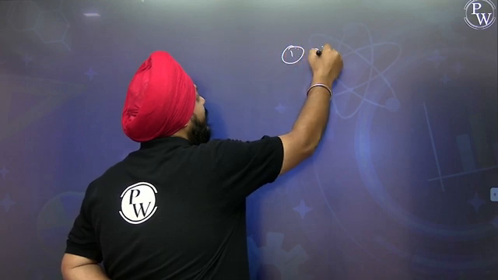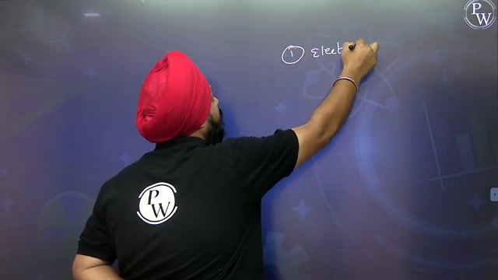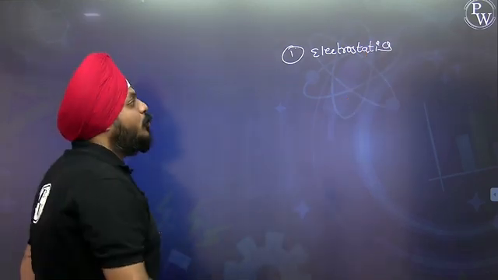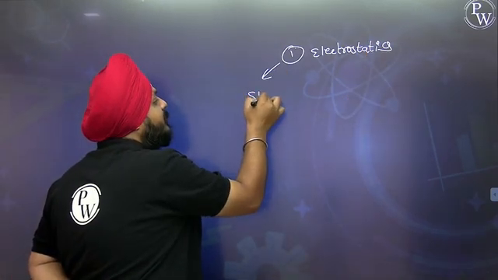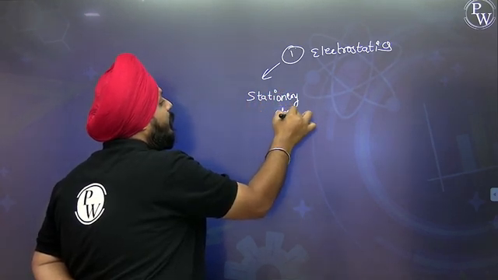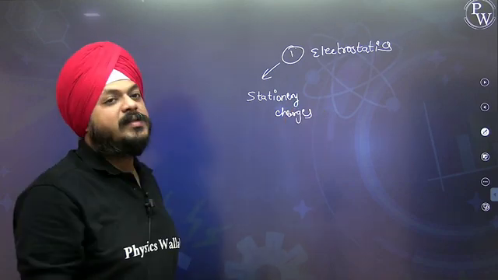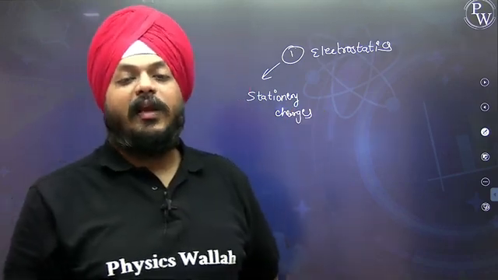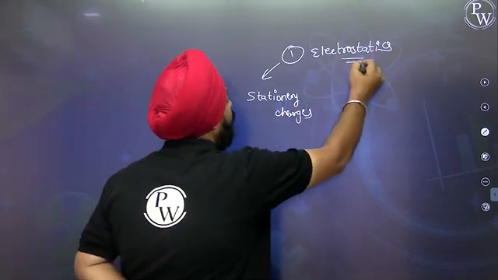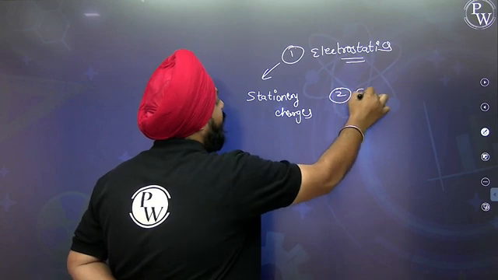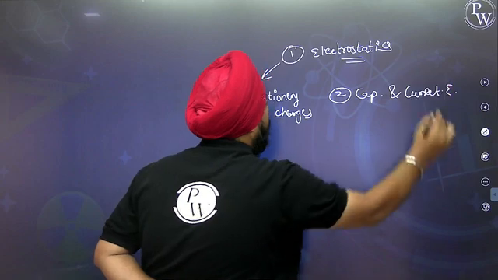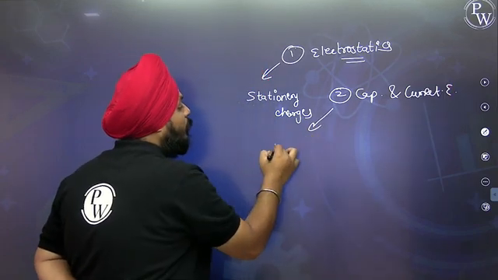If I want to convey a very simple message in front of you all, the 12th syllabus is designed in such a way. First of all, we always used to study stationary charges, right? In electrostatics, yes, in some part of capacitance, we can say the charges are also moving, okay? But in electrostatics, we always used to study stationary charges. Second, in capacitors and current electricity, we used to study moving charges.